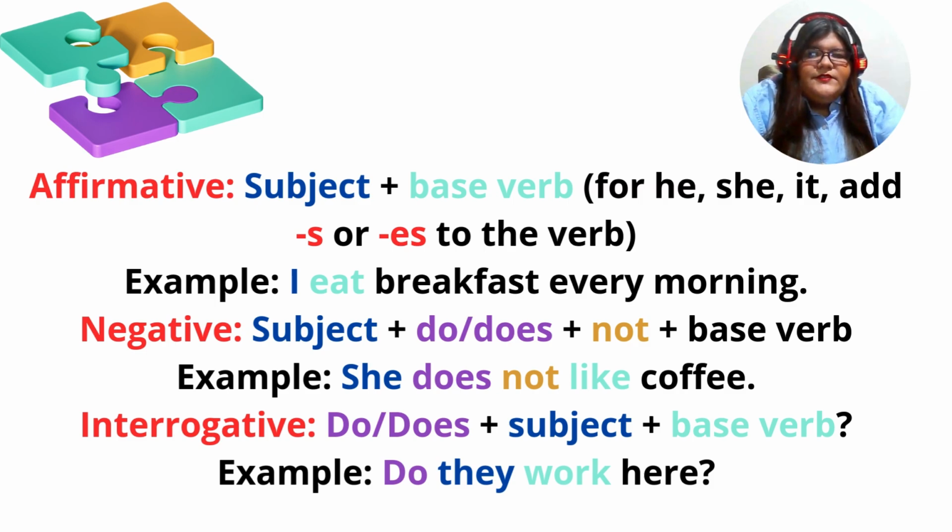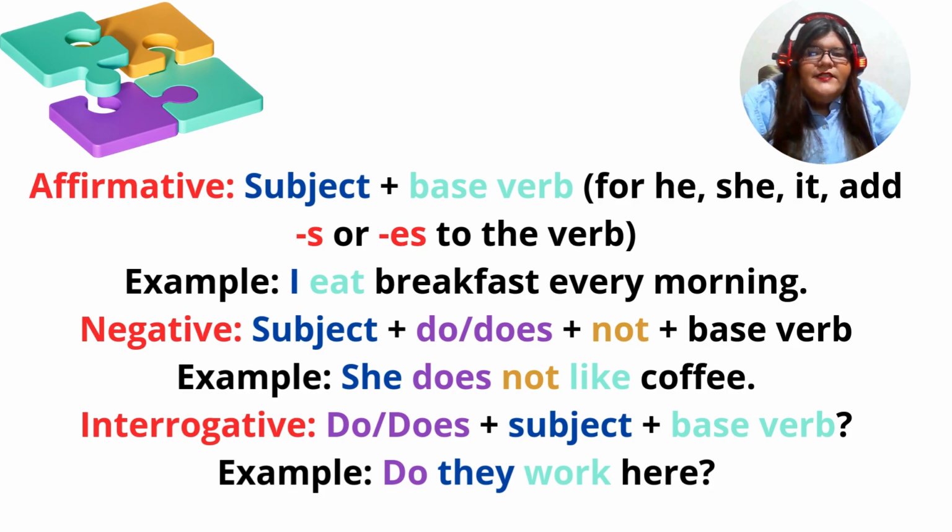In negative, to negate, right? We will have subject plus the auxiliary verb do or does plus not plus the base form of the verb. For example, she does not like coffee.